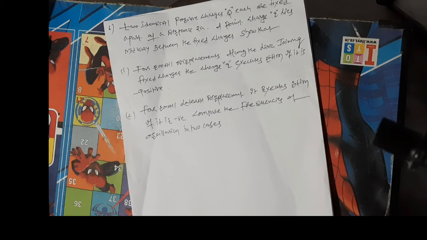Two identical positive charges, capital Q each, are fixed apart at a distance 2a. A point charge small q lies midway between the fixed charges. Then show that, number 1, for small displacements along the line joining fixed charges, the charge q executes SHM if it is positive. Number 2, for small lateral displacement, it executes SHM if it is negative.